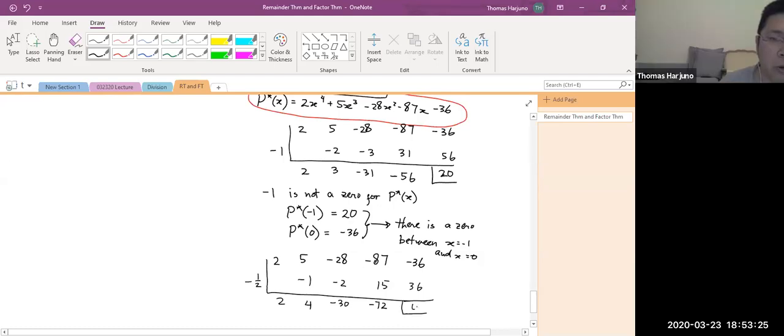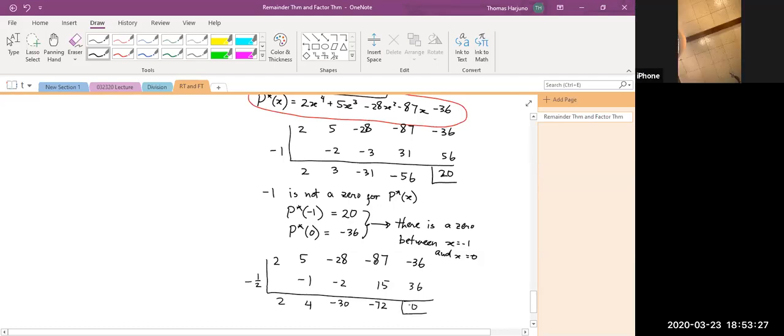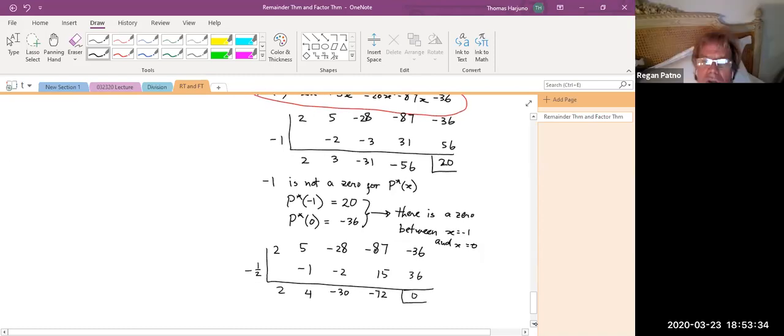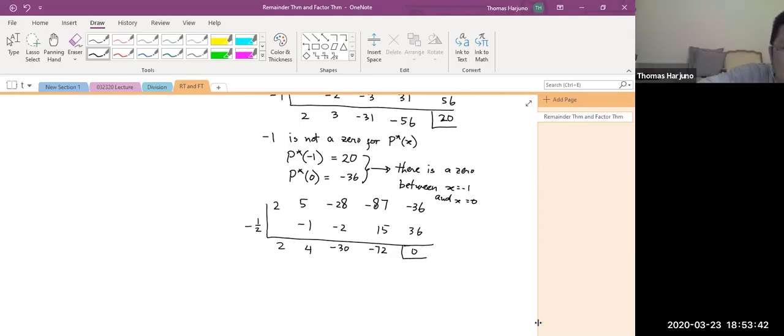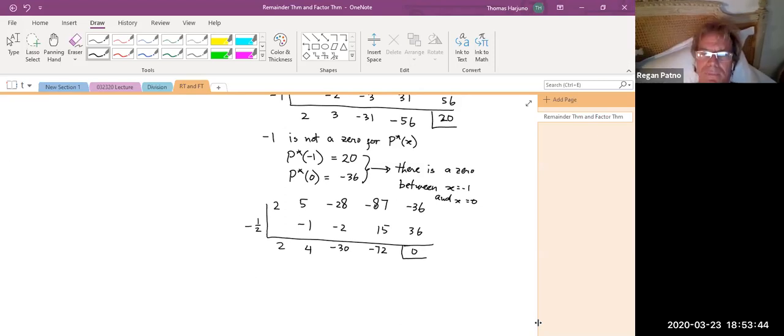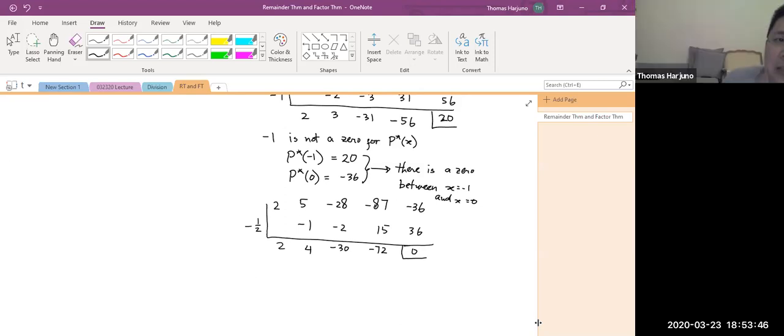That's a zero. Surprise. So you knew there was a zero there, so you just chose the midpoint. I was actually guessing. I happened to guess it right. How to guess it better, we will see that in the next meeting on Wednesday. But let me go on from here first.